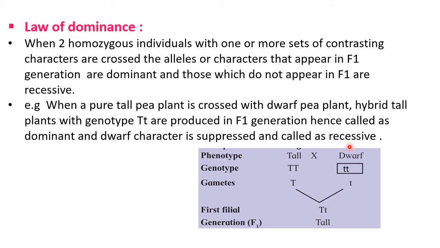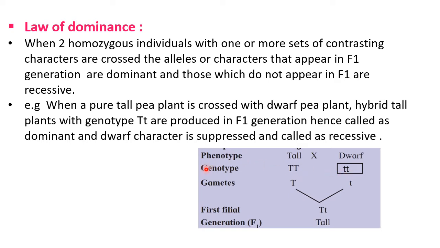Here in the chart we see a cross between a homozygous tall pea plant and a homozygous dwarf pea plant. You know that homozygous means having identical genes or alleles. Now here we see a cross between tall and dwarf pea plant. The phenotype means external appearance. Then the genotype of the pure tall pea plant is capital T, and of the pure dwarf pea plant is small t.